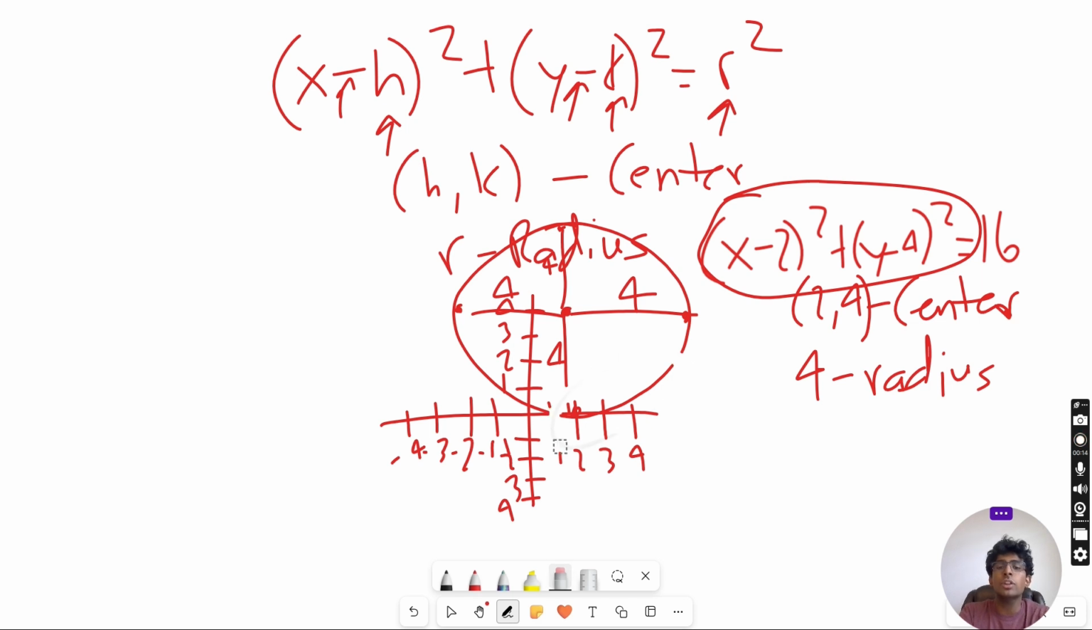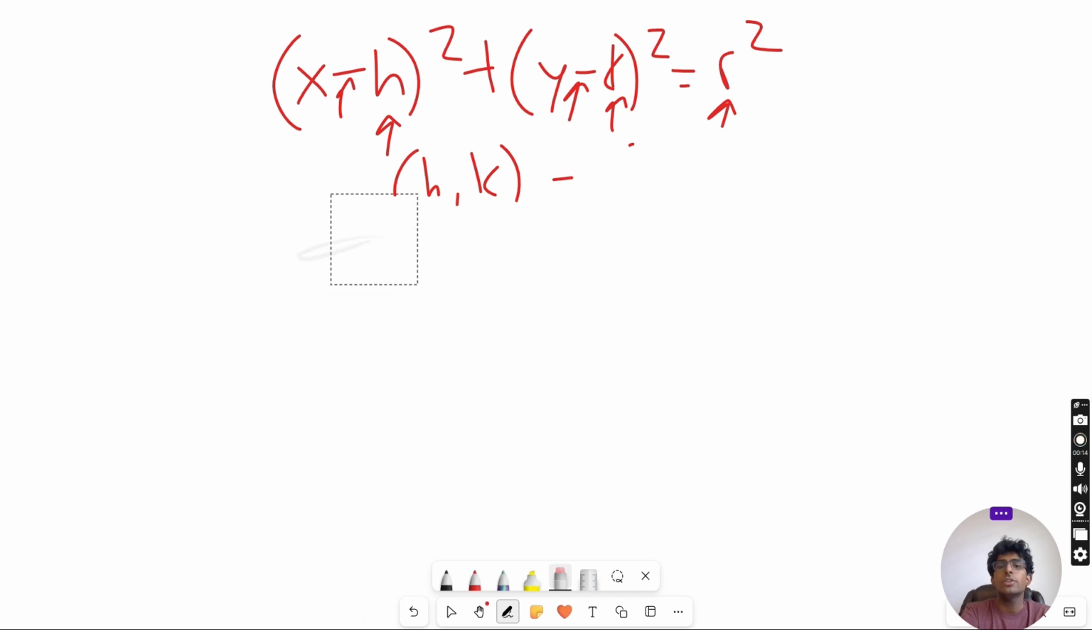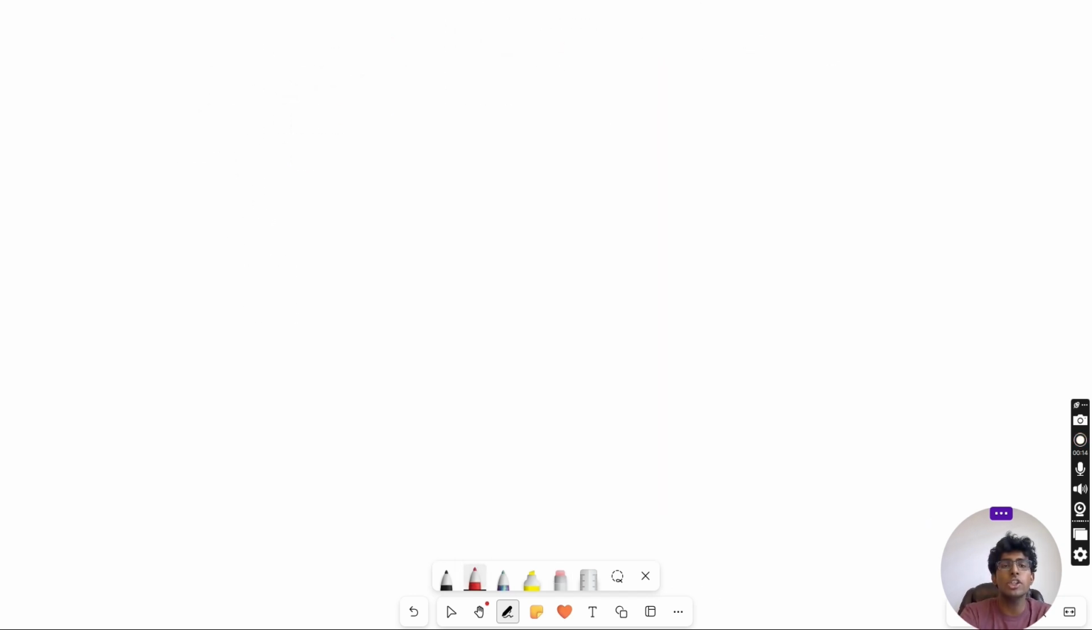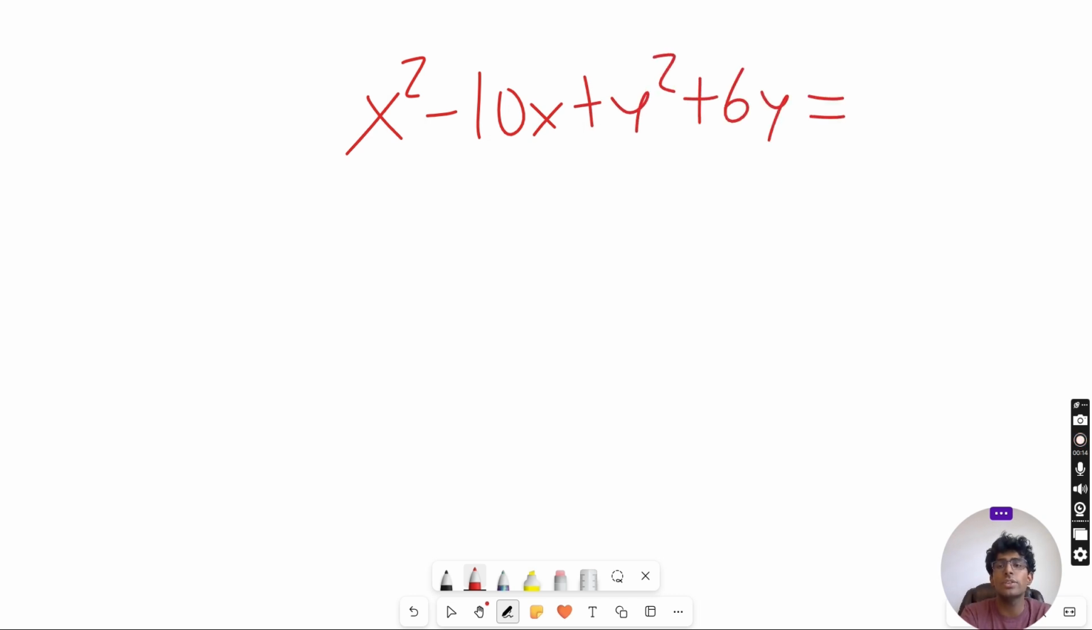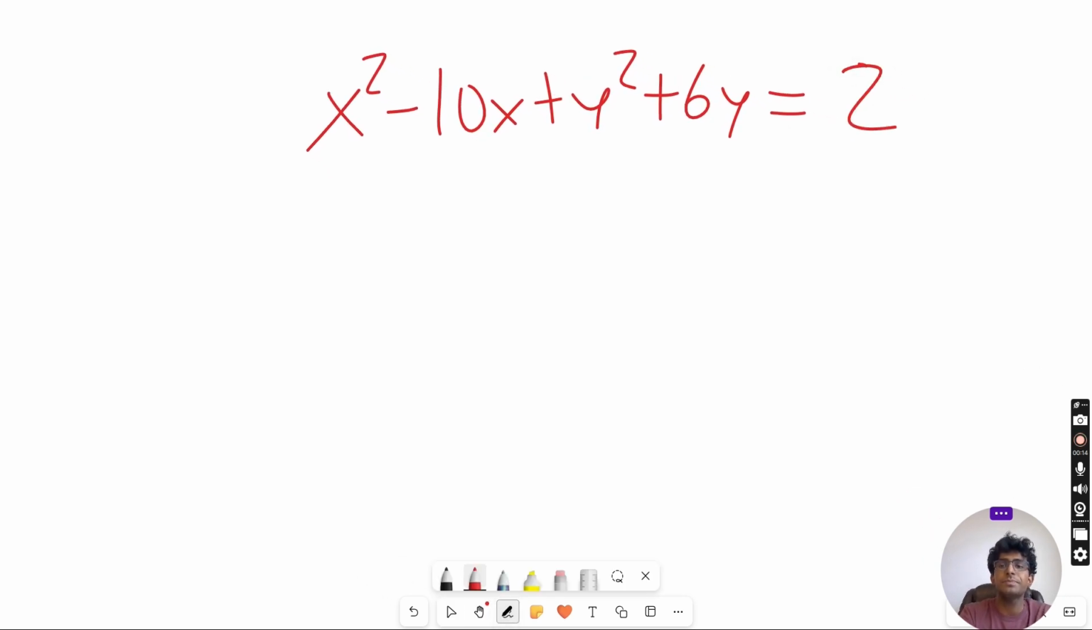Last thing I want to cover with circle equations before we wrap up is completing the square. So what happens if you're given an equation like x² - 10x + y² + 6y = 2? No, equals 2. And actually, this works out perfectly. Okay, and what happens if we want to get this into a circle equation? We need to do something called completing the square.